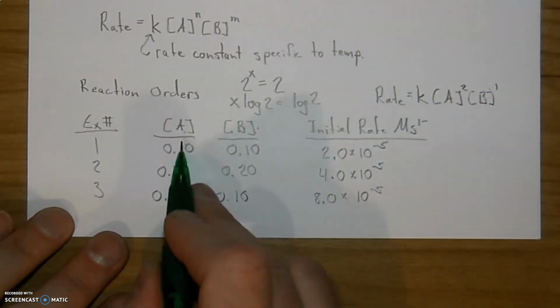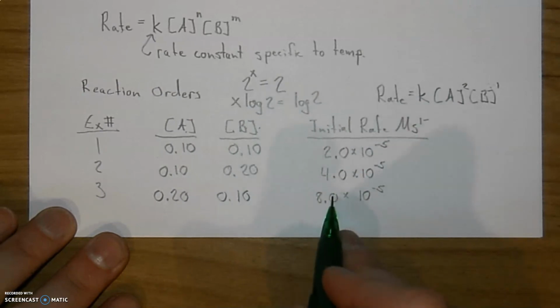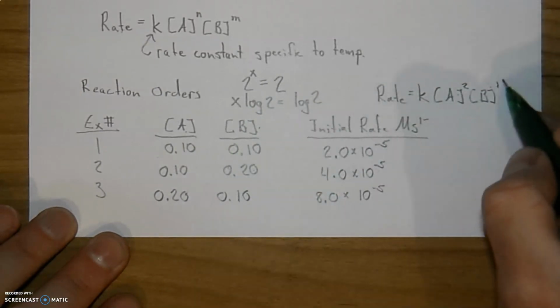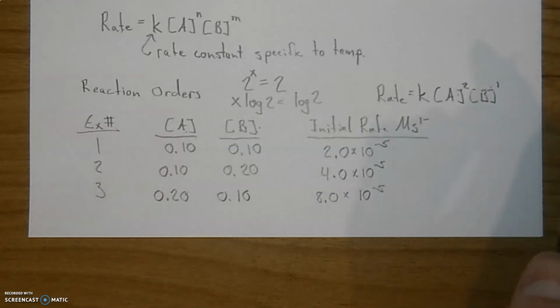Because when I double the concentration for A, this goes up 4 times. So this is raised to the 2nd power, and this is raised to the 1st power. Okay, got that taken care of. There's a little bit more to this problem here, but I'm going to carry that into the next lecture.